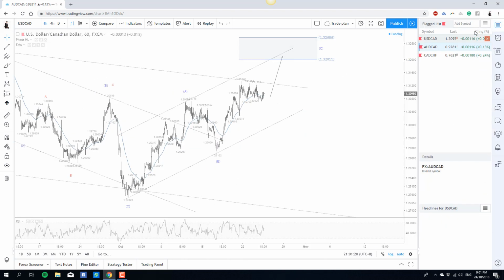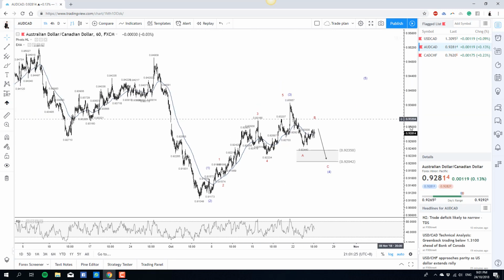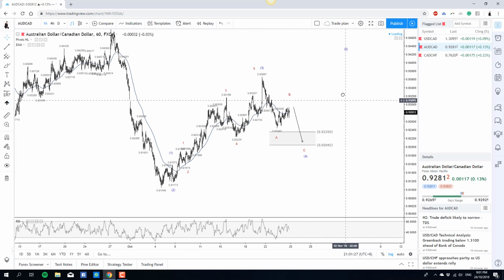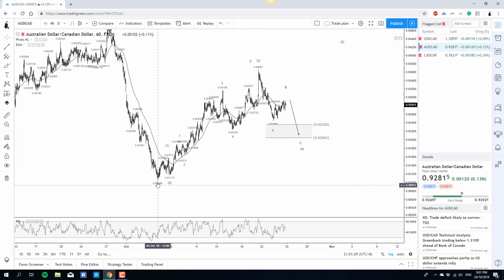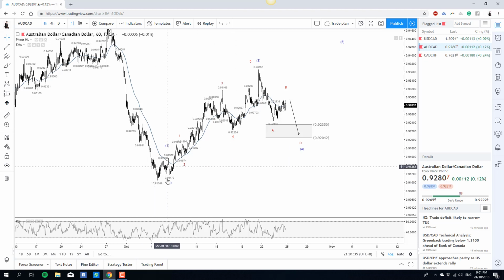The other one I want to walk you through is the Aussie Canadian pair. This analysis shows that we do have a pretty impulsive move to the upside. My view over here is that we are seeing a 1, 2, 3, and within this you can see there's a red 1, 2, 3, 4, 5.